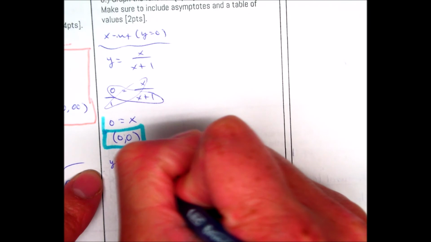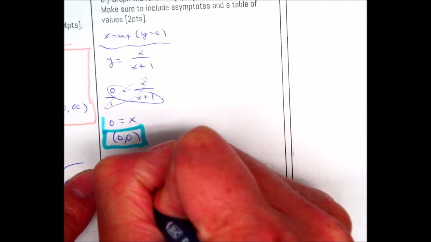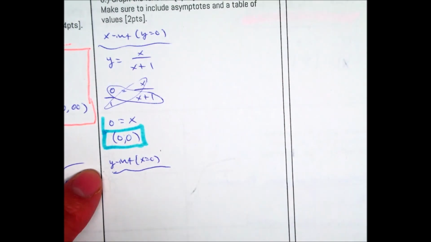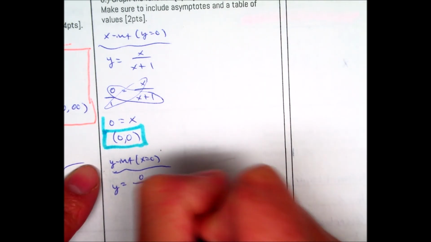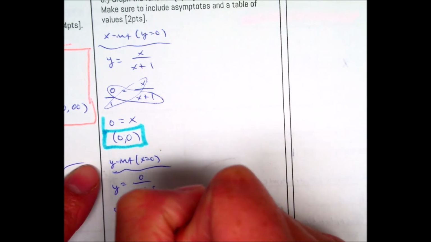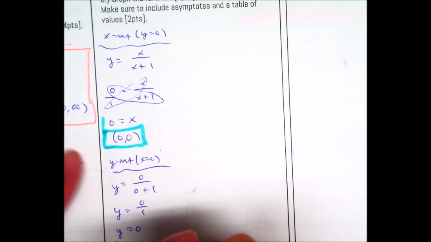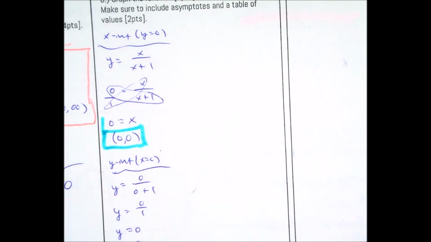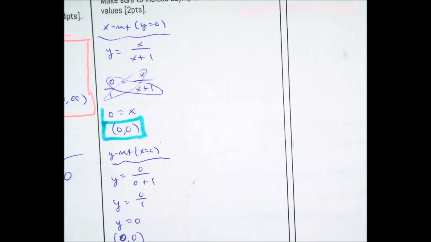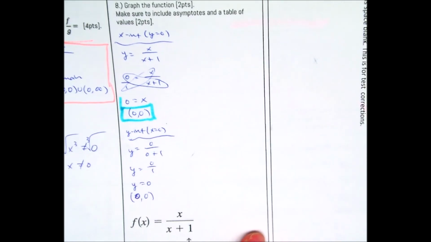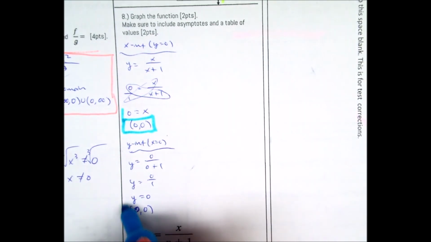Y-intercept, I'm going to make x equal to 0. So y equals 0 over 0 plus 1. Y equals 0 over 1. Y equals 0. So that means when x was equal to 0, my y value is 0. So it just so happens that in this problem the origin is both our x and our y-intercept.